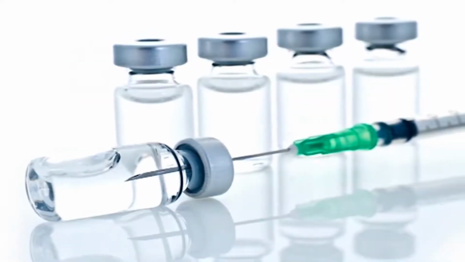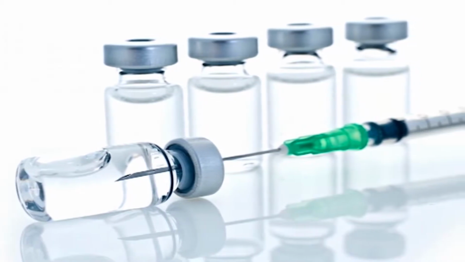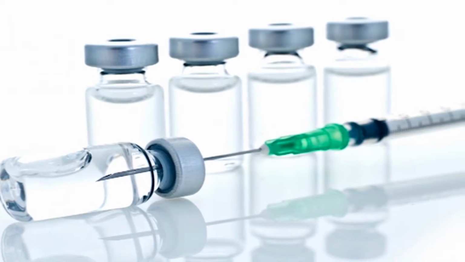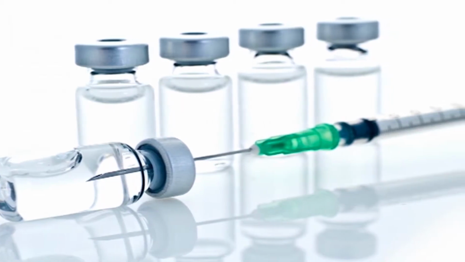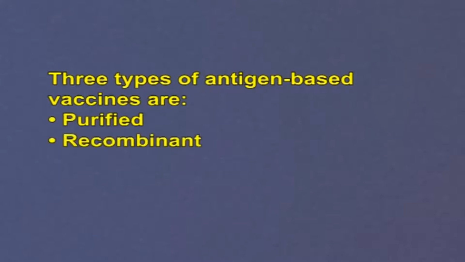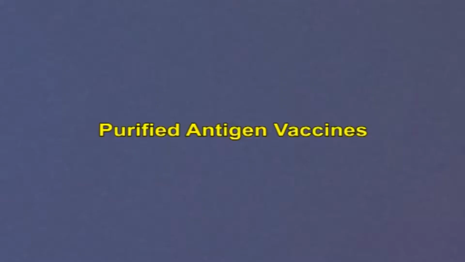Vaccines are made to enhance the production of the memory cells and to get them ready to fight against the pathogens in future. Three types of antigen based vaccines are produced. They are the purified vaccines, recombinant vaccines, and synthetic vaccines. Let us get to know about each of them in detail.